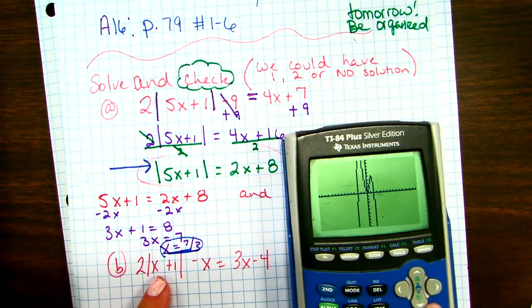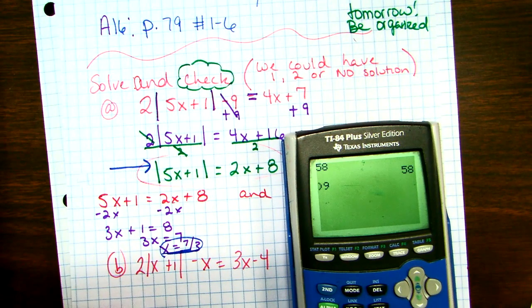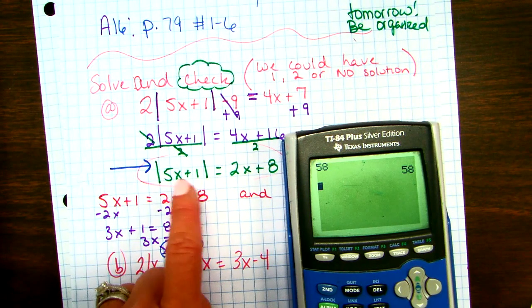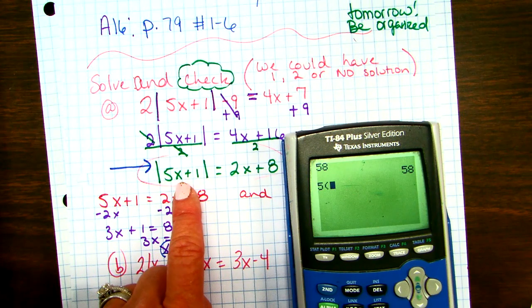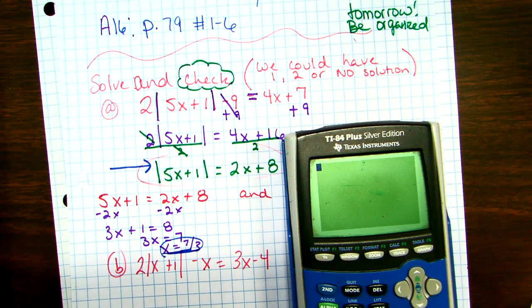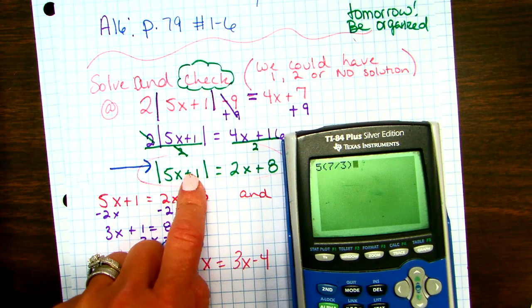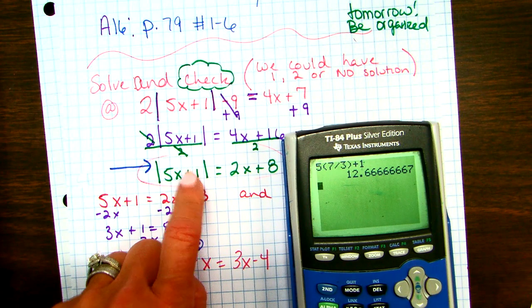Watch, I'm going to do both sides of the equation right in my calculator all in one step. So when I put 5 times, I put parentheses, you could use a times symbol, so 5 times, what I get, 7/3. Remember how to put a fraction in here, just divide it. 5 times 7/3 plus 1. I get that answer. Don't even write it down. Just look at it for a second.